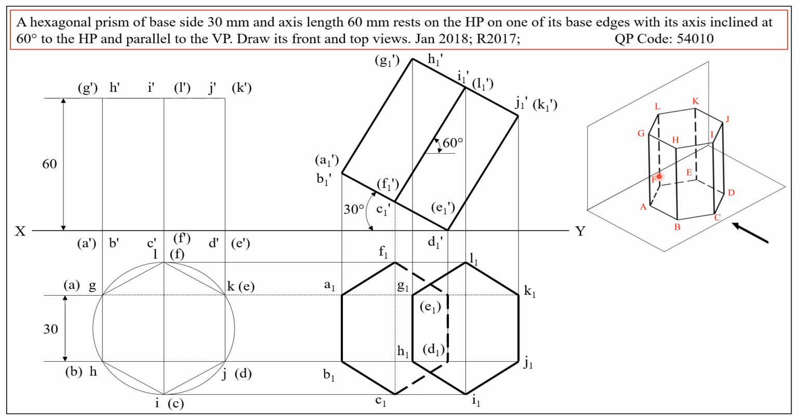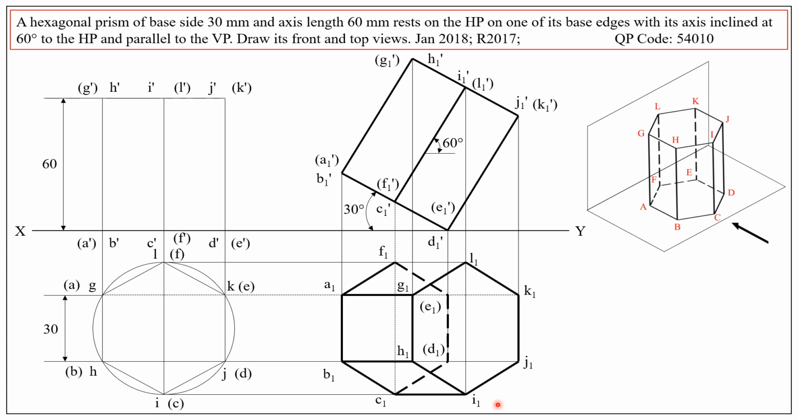To start with, point A is connected to point G. So here A1 and here it is G1. So join A1 G1. So both A1 and G1 are visible points, therefore it is a continuous line. The next one is B to H. So B1 is here, H1 is here, both are visible, continuous line. The next one is C to I. So C1 is here, I1 is here, both are visible, continuous.